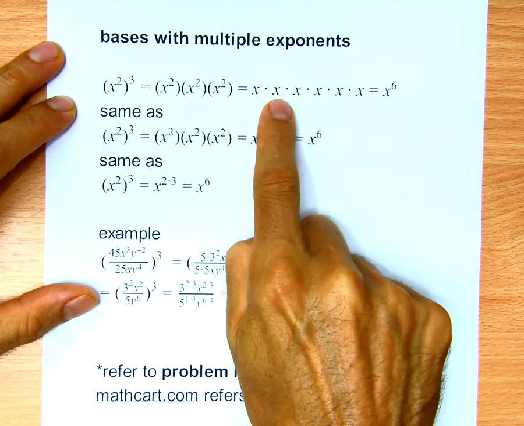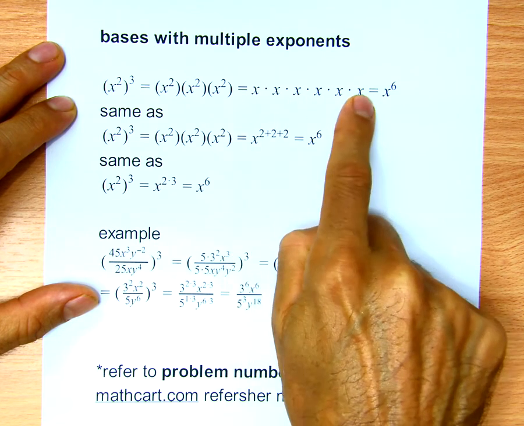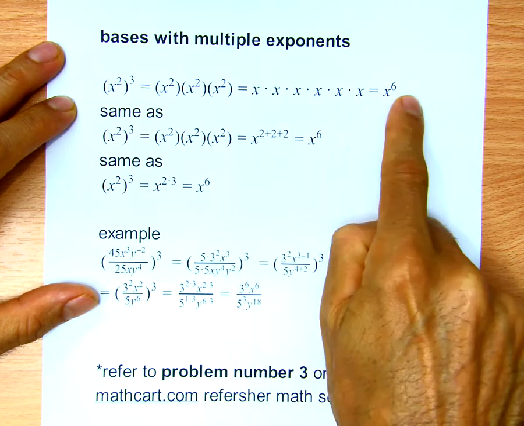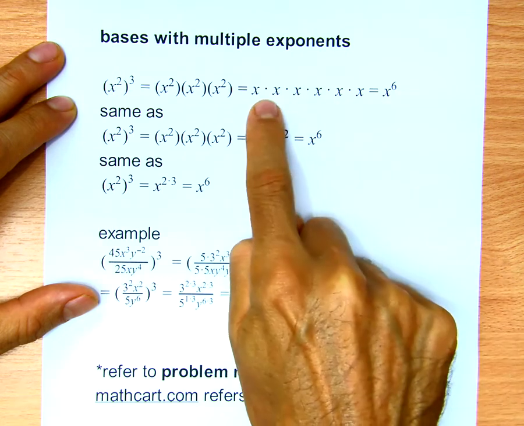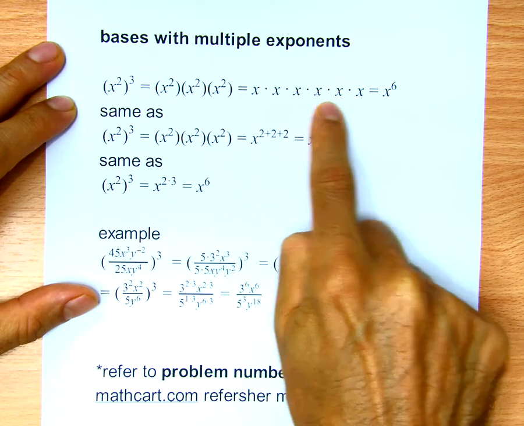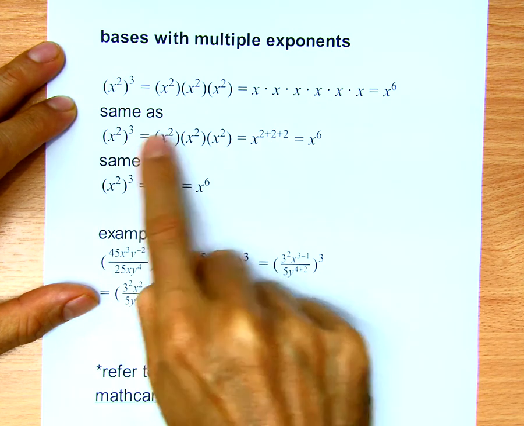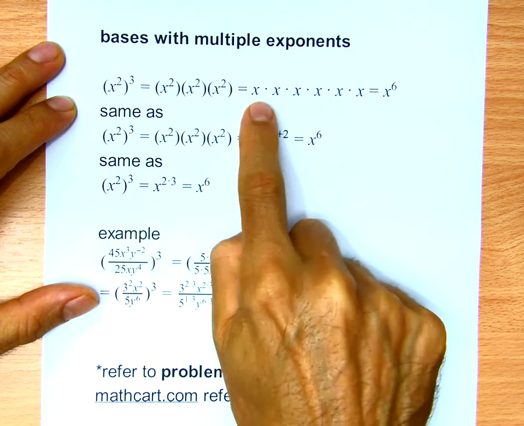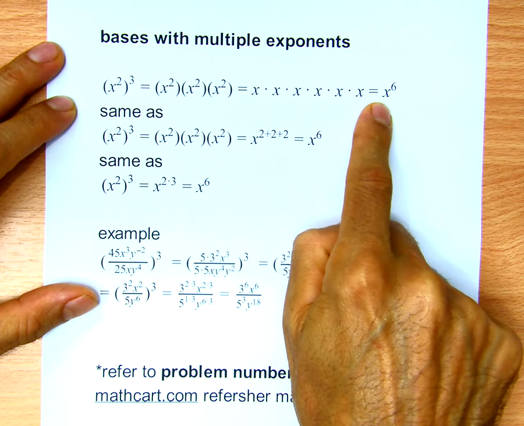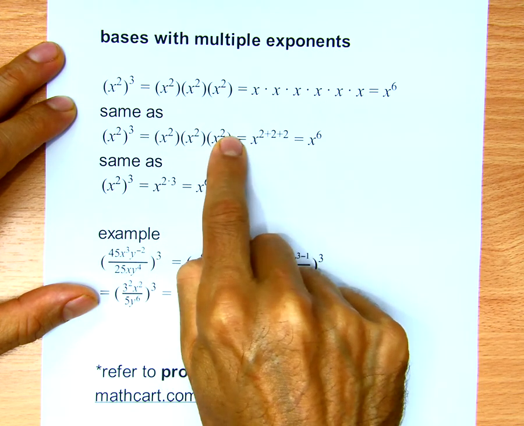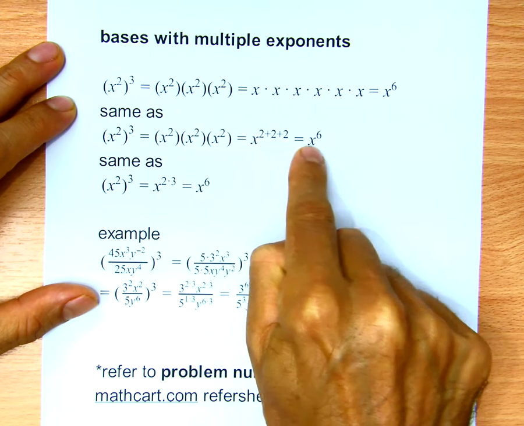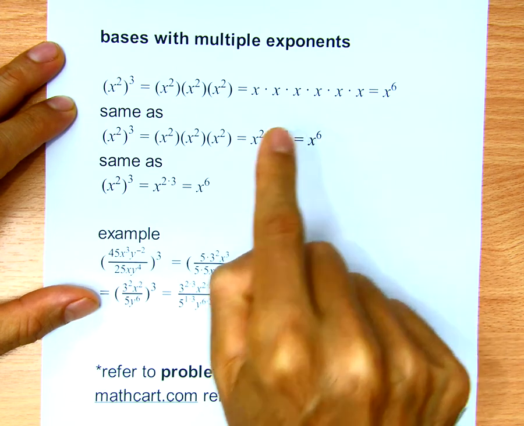Now I'm going to break down each power 2 into x's. So this comes out to be a total of x power 6: 2, 2, and 2. If you count all of them, you have power 6. Now in the second line, I'm repeating the same problem, but instead of breaking down to single x's, I'm going to add these exponents together. So 2 plus 2 plus 2 is also a power 6.